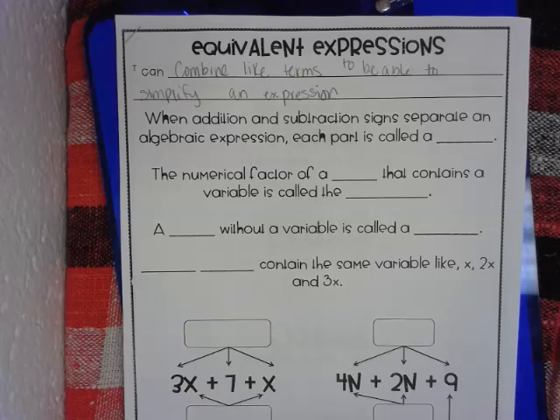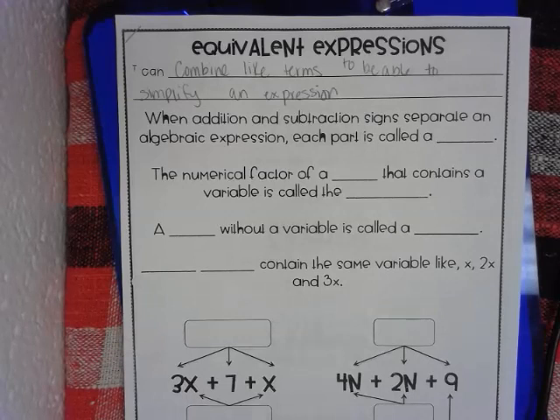This is the last part of Chapter 6 that we're going to go through before you have your test. It is finding equivalent expressions or combining like terms. So the I can statement is at the top. It says I can combine like terms to be able to simplify an expression. And we're going to go through what a term is and review that. Okay, so make sure you write that I can statement down.